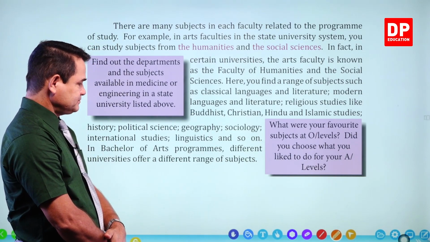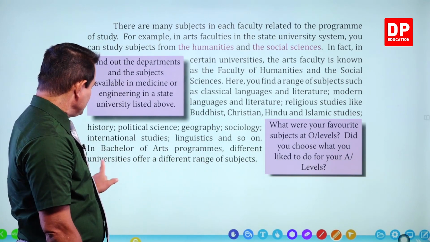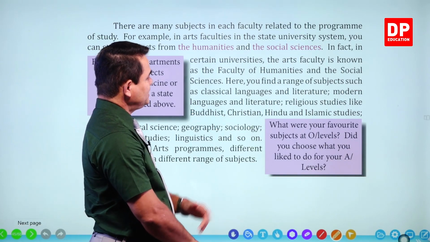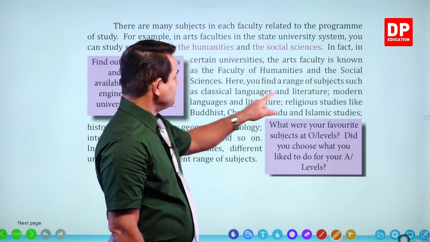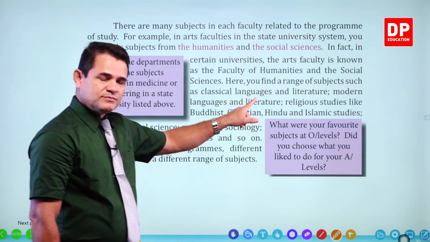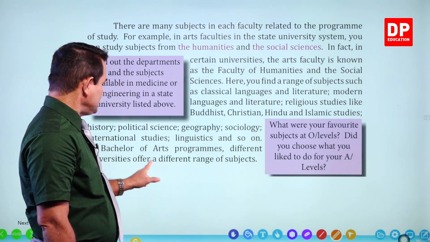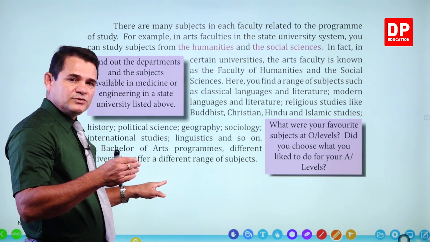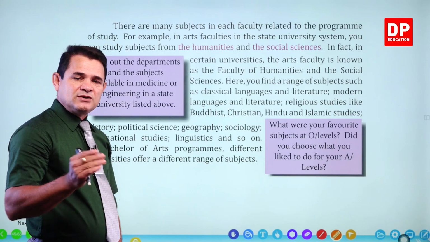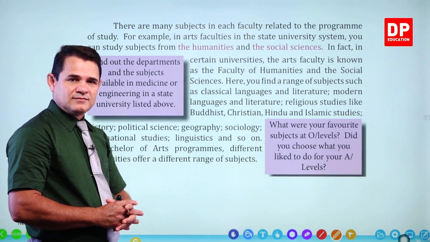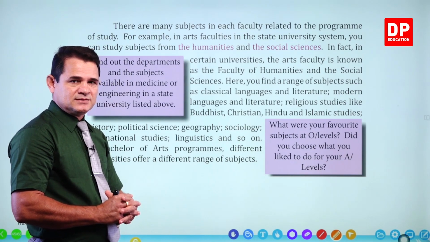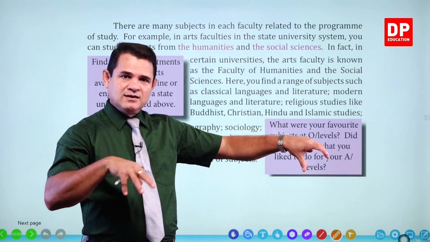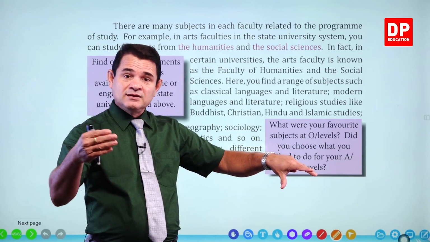In Bachelor of Arts programs, different universities offer a different range of subjects. Here you find a range of subjects such as classical languages, as we learned. But it is not the same in all the universities. It is also not the same when you take two universities and two arts faculties. The subjects in one university's arts faculty may differ from the other's. Some may be similar, and some may be additional.